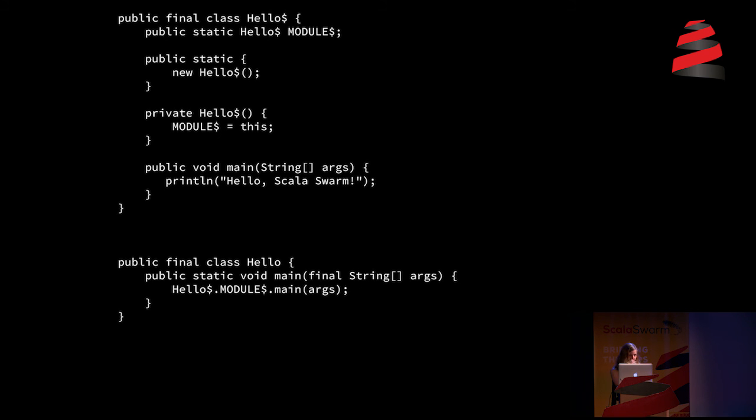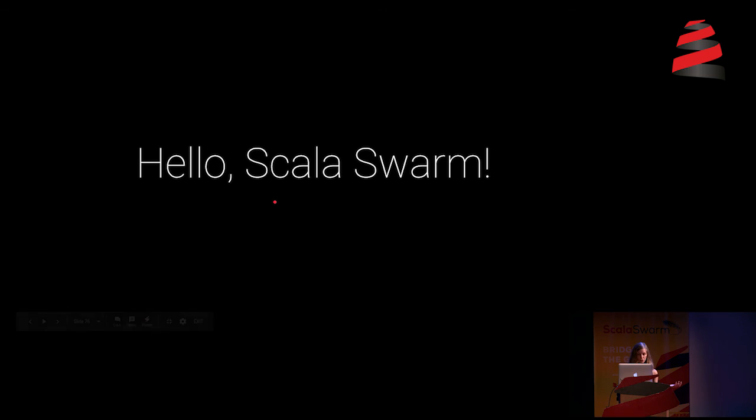All right, so to summarize, we first start by calling the main method of the Hello class, which calls the main method of the MODULE$ field, but the first time we need to start by initializing, by running the code in the static block. So we start by calling the constructor of Hello$. In the constructor, we set the value of MODULE$ to hold this instance. So now MODULE$ is initialized, and the main method can be called at this moment and print hello Scala swarm.